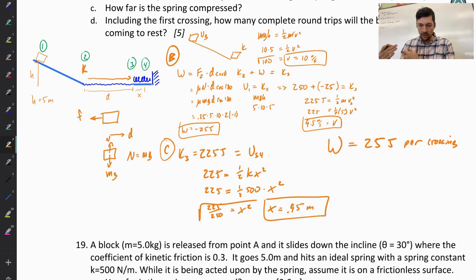Well, we started with 250 joules, so we're going to be able to do 10 crossings. That's 10 crossings, but then the question asks, how many complete round trips? Well, that's 10 crossings, and a round trip is 2 crossings, so that would be 5 round trips. And by the end of the 5th round trip, you will have completely used up all of the energy. The end.